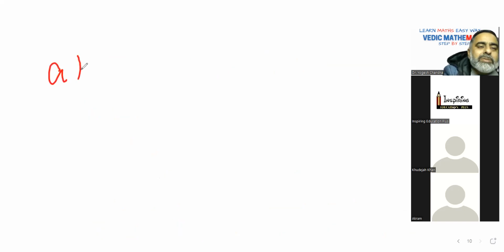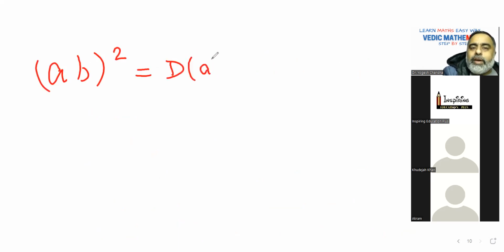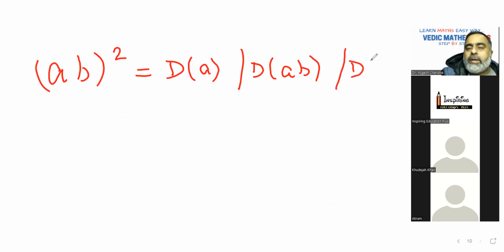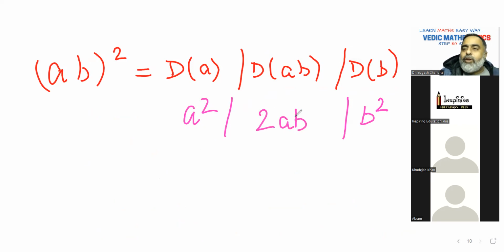So AB square becomes, now I'm finally putting everything together: D of A, D of AB, D of B. So duplex of a single digit number, square. Again a single digit number, here it is B, so it would be B square. Here 2 into AB. See, it is the same formula which we derived from the Anurupye Sutra. But the problem was that it was only applicable for 2 digits. Here, even 3 digits will work. I'll show you 3 digits over here.